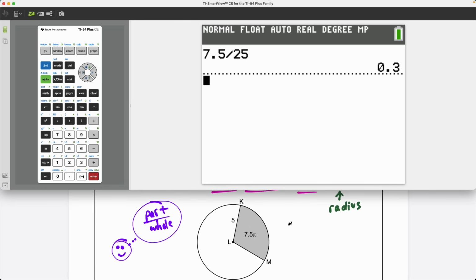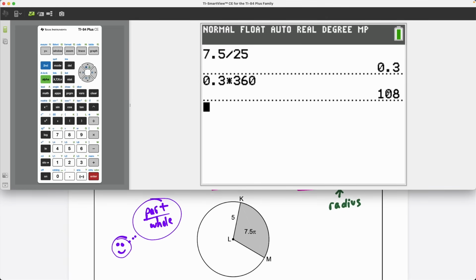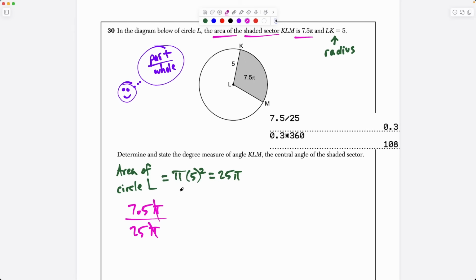Now, what this means in the context of the problem is that 3/10 of this circle is shaded over here. But now, there's a nice way to relate this to the measure of the central angle. If this sector here is 3/10 of the circle, then this central angle is going to be 3/10 of 360 degrees, which is the measure of a full spin of a circle. So now all I have to do is take the 0.3 and multiply by 360 degrees, and this gives us 108 degrees. So now we can just write this all out.